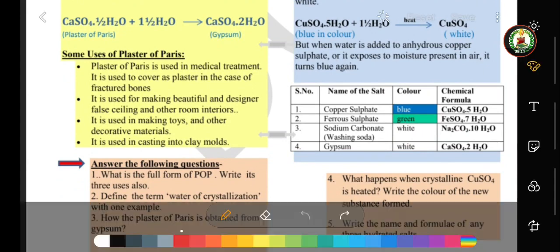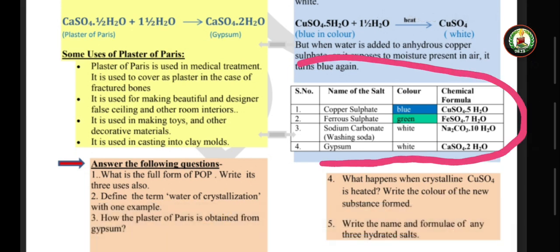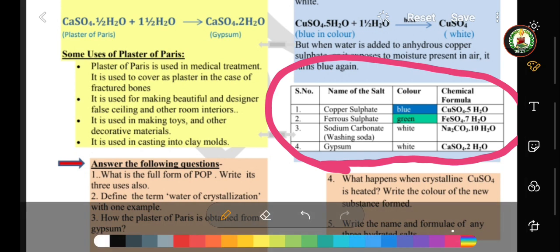Next is our fifth question. Write the names and the formulae of 3 hydrated salts. So students, here the 4 formulae of hydrated salts are given. You can easily write 3 of them from here.